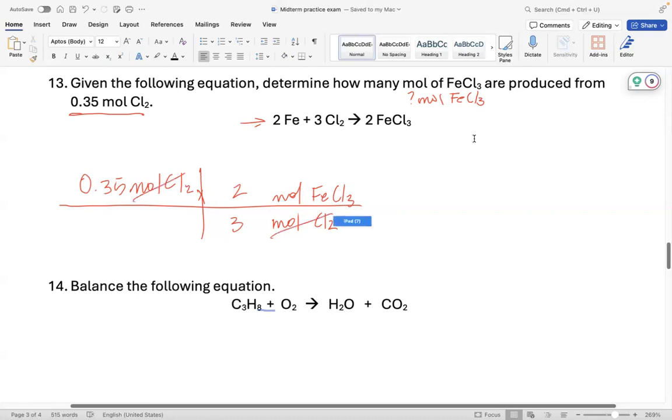So I'm out of moles and I'm into my new desired substance. It just so happens that that is also the unit I want to be in as well. So I can just stop here. 0.35 times 2 divided by 3. All right, any questions?